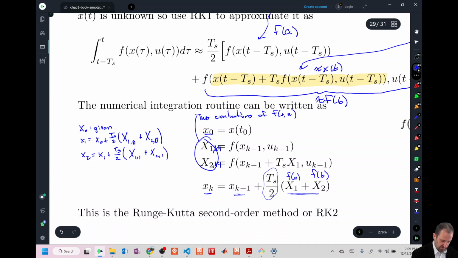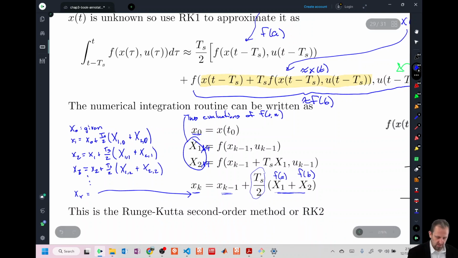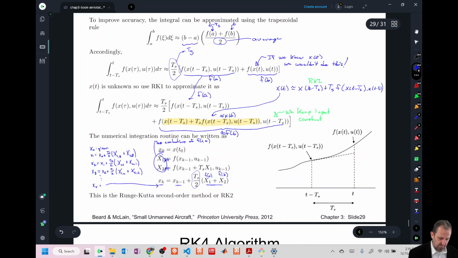All right, x3, let's see if I can get it right, third time's the charm, right? So x2 plus ts over 2. We have x1, 2. Almost got it right. 1, 2 plus x2, 2. Right, and we keep going down until we have x of k is equal to this exact equation. Okay, so this is a second order, and again, it approximates it as a trapezoid, right?